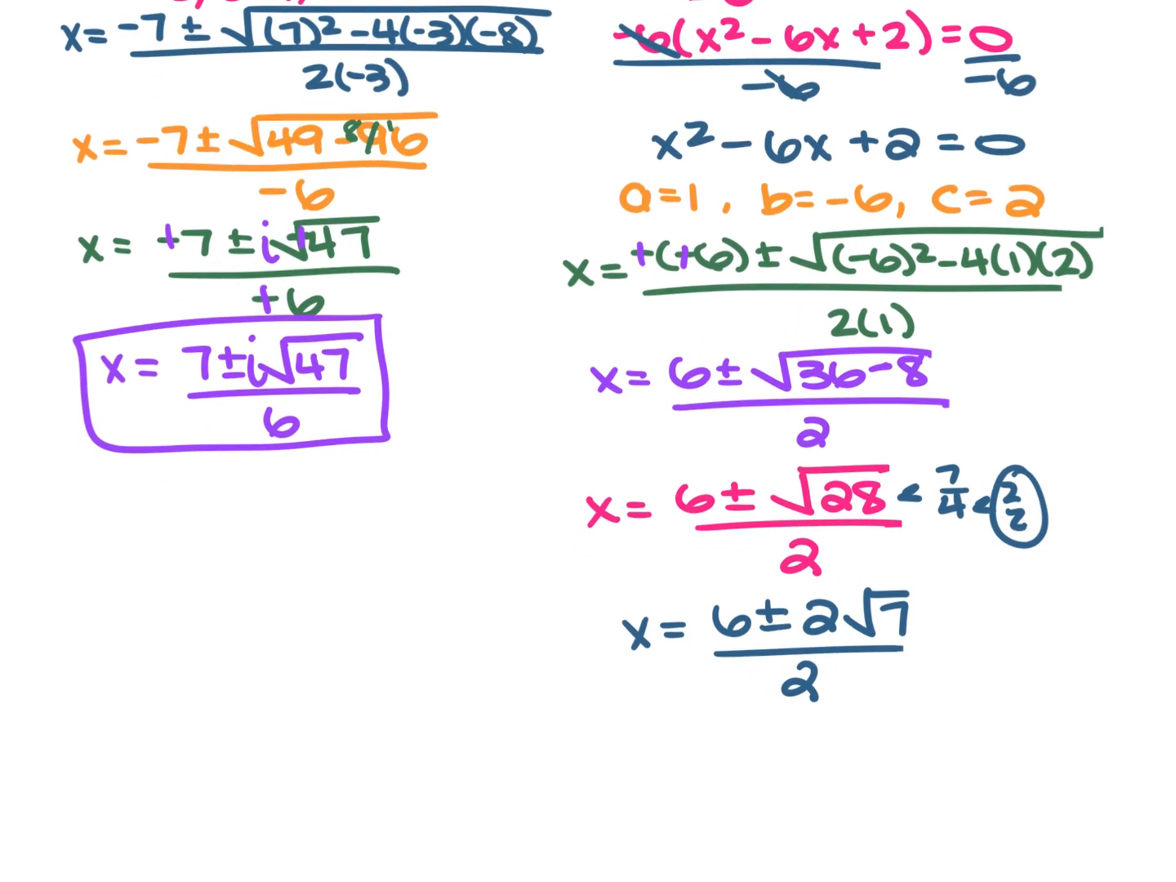This you can simplify, and the reason why is because the 6, the 2 square root 7, and the 2 are all divisible by 2. So 6 divided by 2 is 3. 2 square root 7 divided by 2 is just the square root of 7. And 2 divided by 2 is 1. So that gives you a final answer of 3 plus or minus the square root of 7.